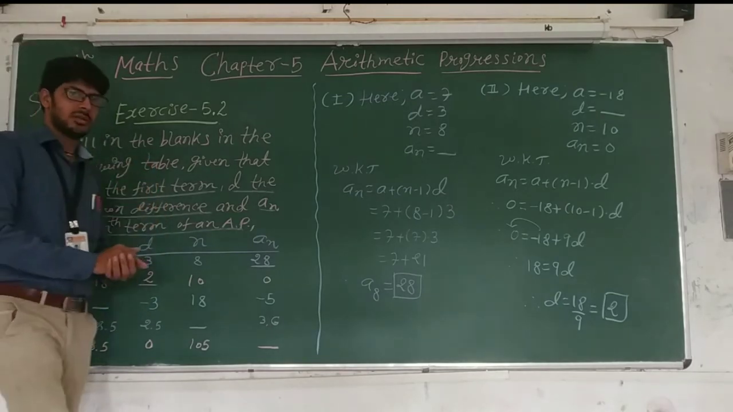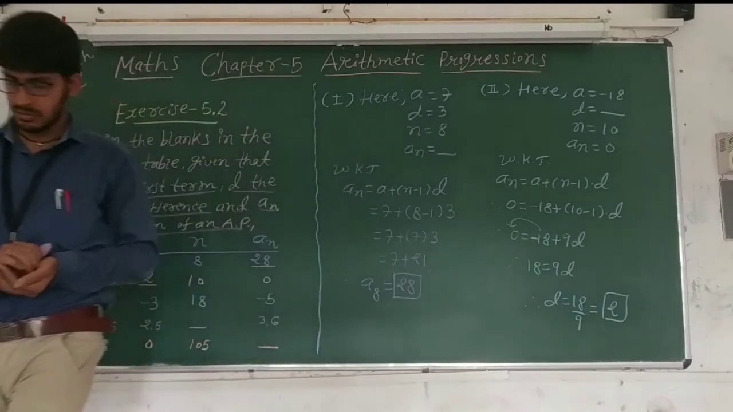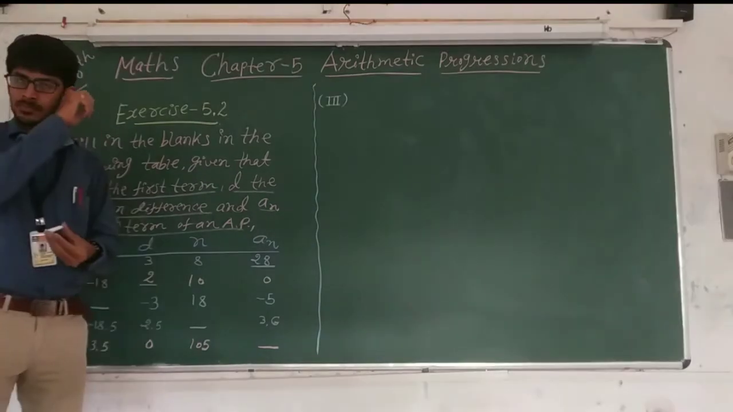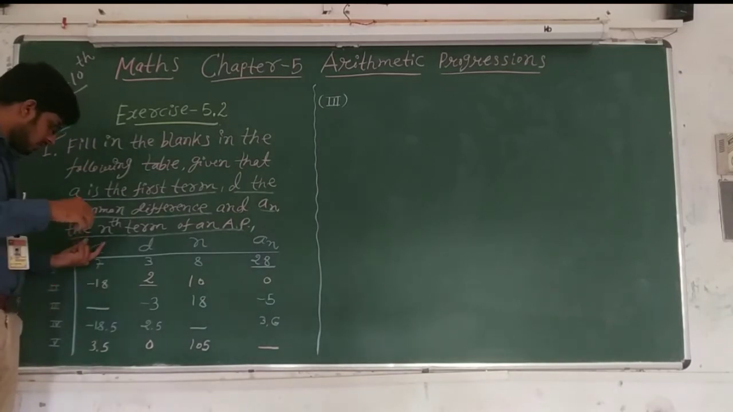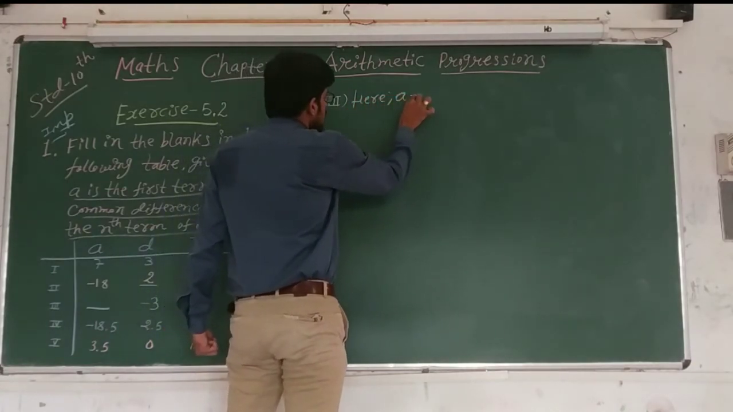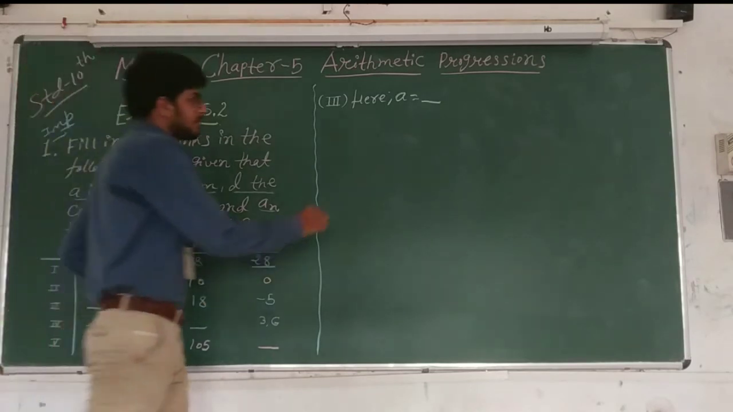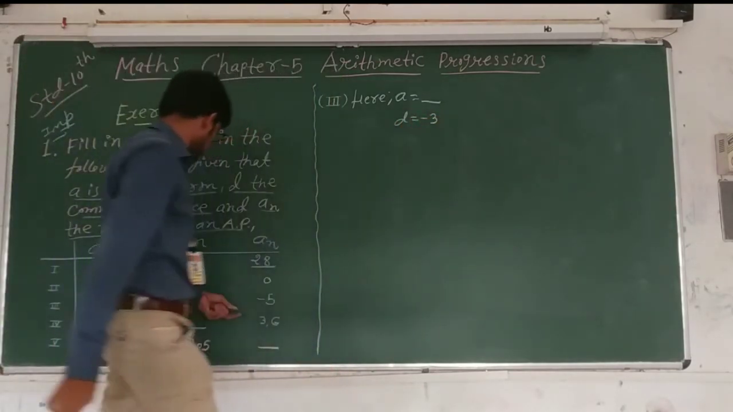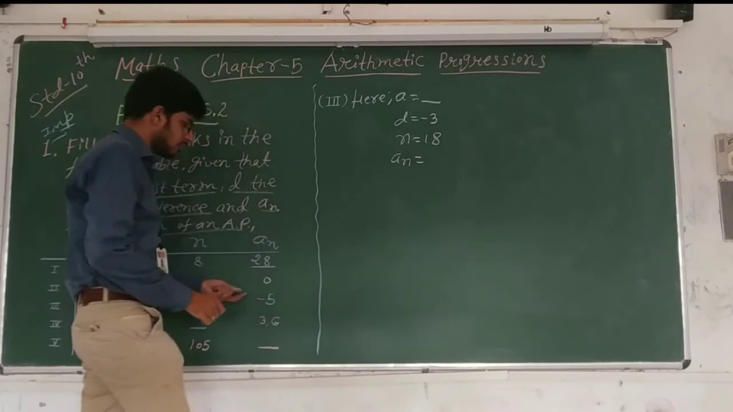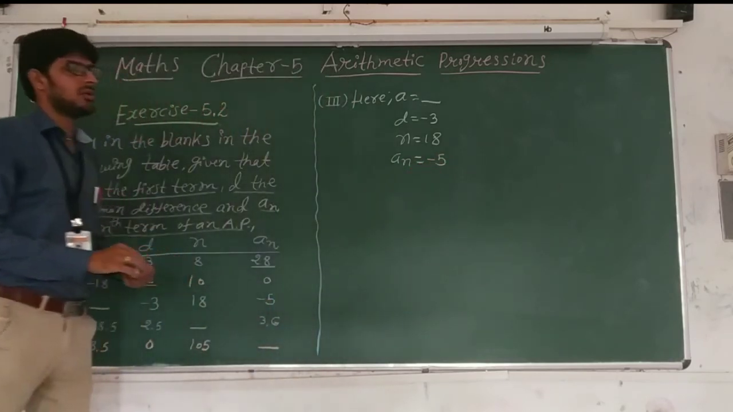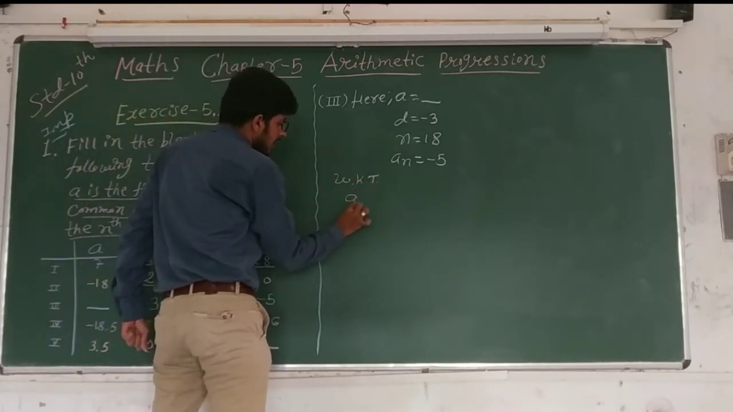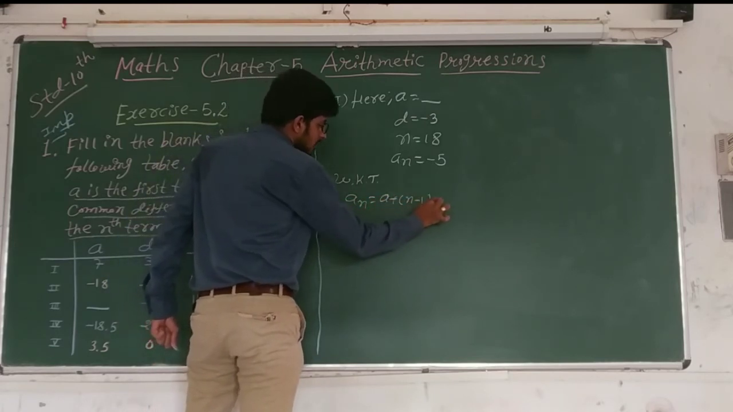Now we have to start question number 3. So first of all, we write down first and second. Okay, next third one. Here the first term is not given, so we have to find it. So here a is equal to blank. d is equal to minus 3. So the common difference is negative, minus 3. n is equal to 18. And a_n is equal to minus 5. Okay. And we need to find out the first term. So again we have to apply the same formula. So we know that a_n is equal to a plus n minus 1 into d.